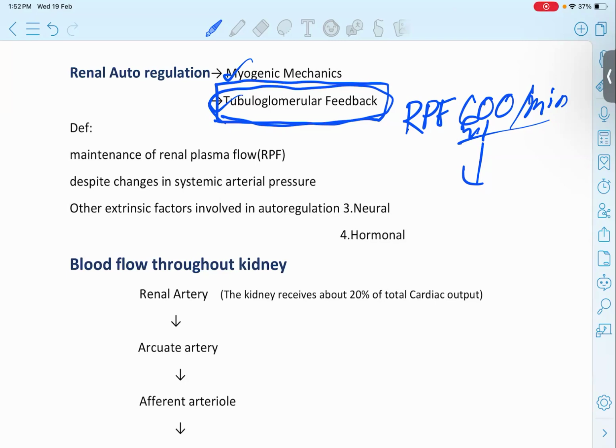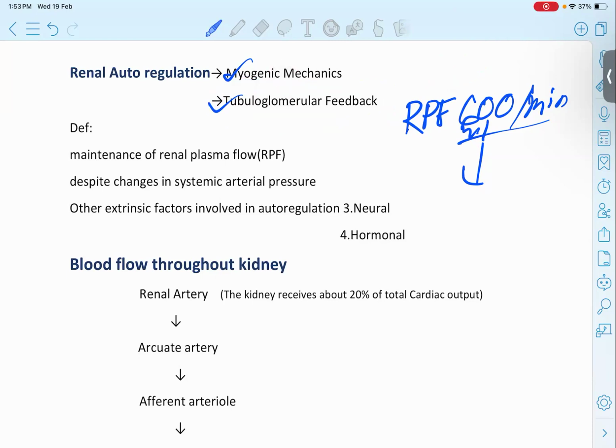What did I get there? I get there that this tubular feedback mechanism is done by a special type of cell, which is called macula densa. So just write it here. Where is the site of macula densa? Site of macula densa is thick ascending limb of loop of Henle and DCT. So just write it here so that you get two divisions in the same topic.